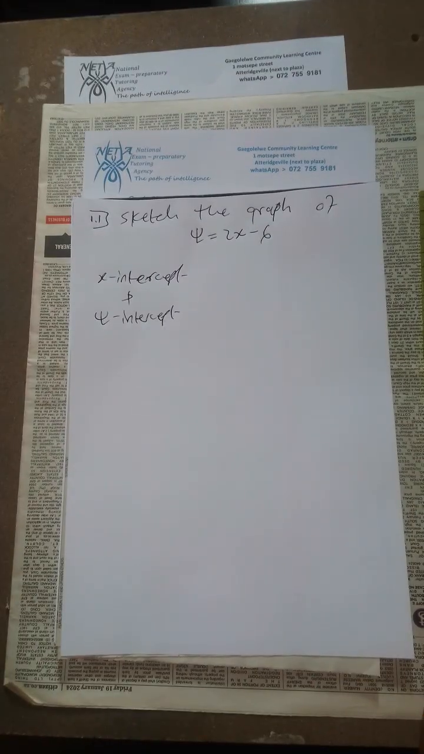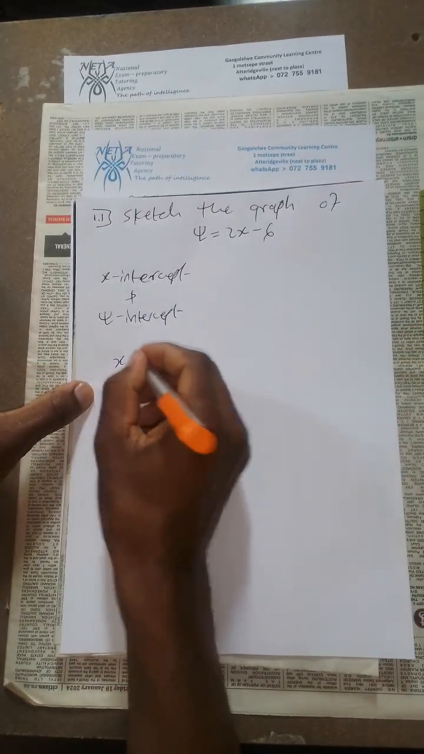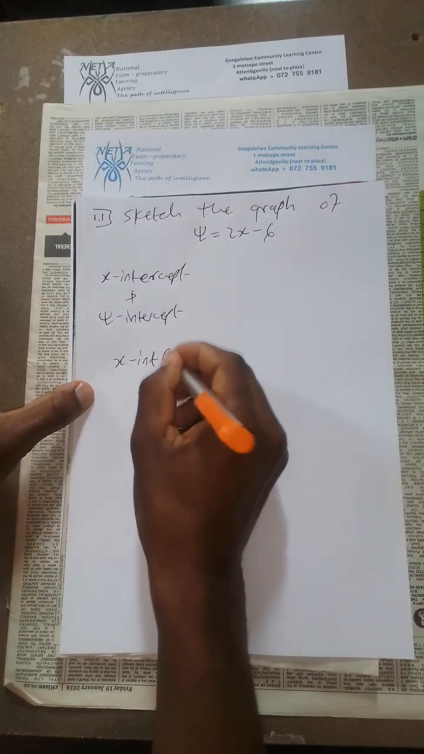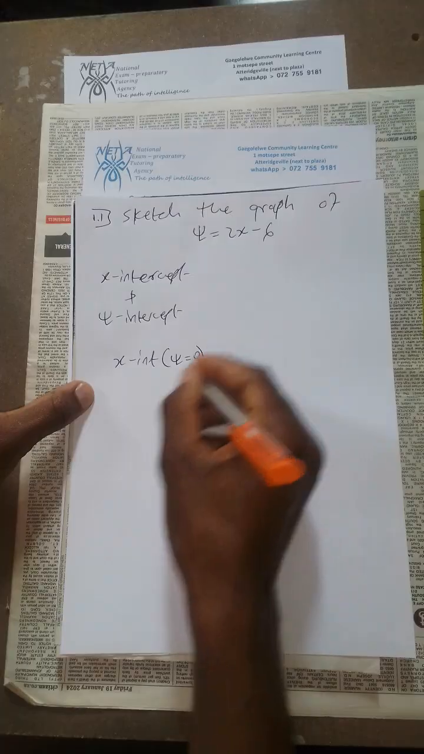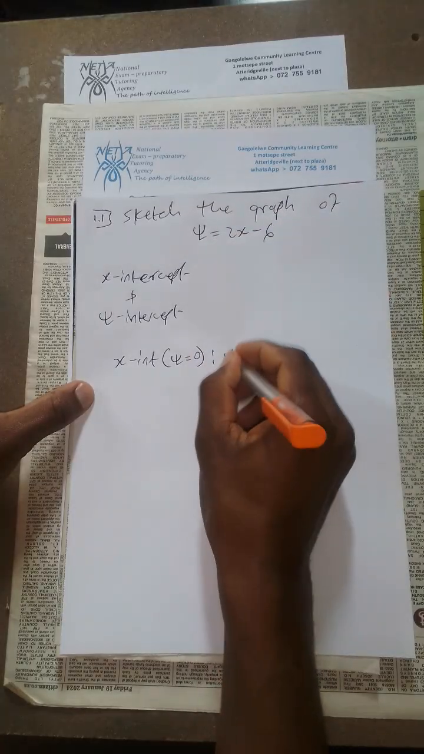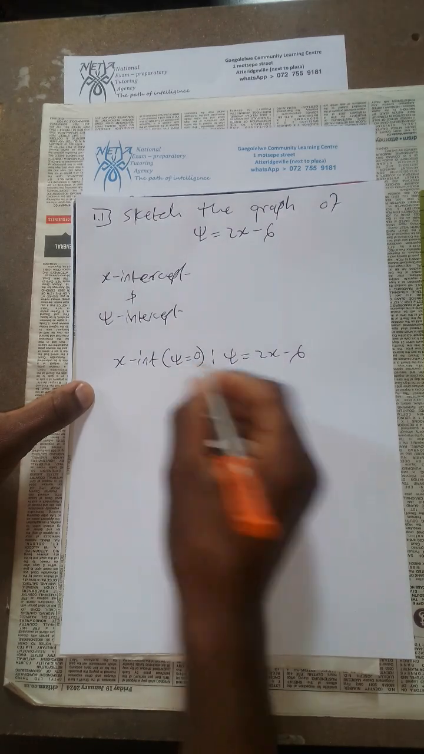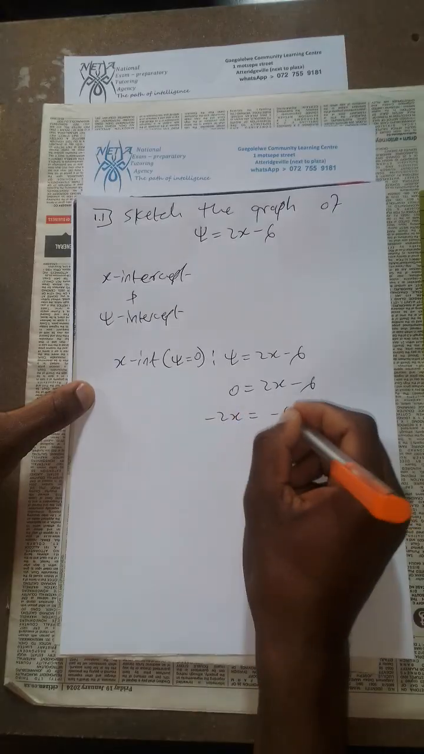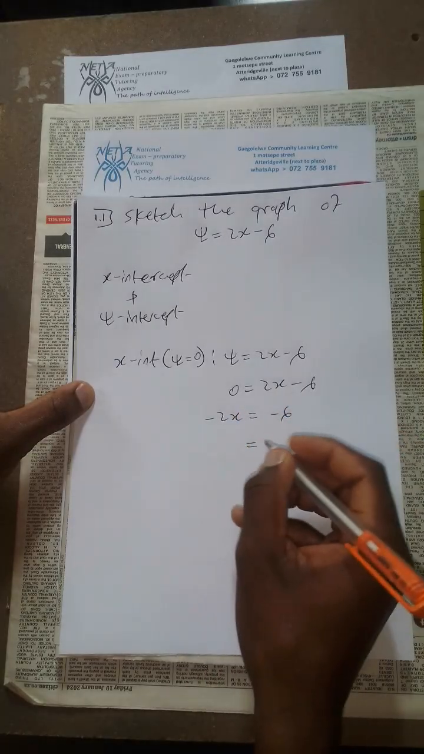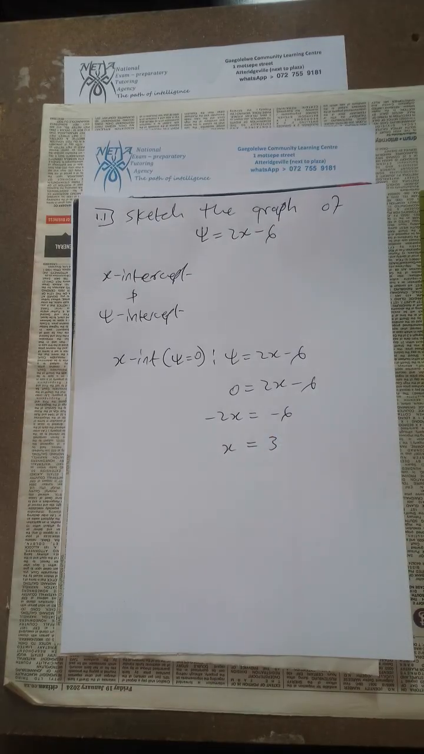Now, how do we calculate the x-intercept? The first thing that happens when you calculate the x-intercept is that you say x-int, and you indicate that whenever you calculate the x-intercept, your y is always substituted by 0 from the given equation of the graph. You substitute y by 0 and solve for x, because x is the unknown variable that is left. When you do that, you get the value of 3.